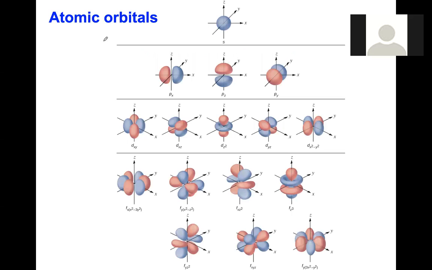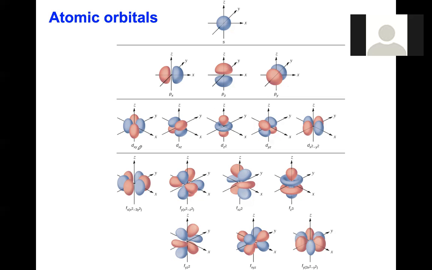So here are atomic orbitals at different levels. That's the s orbital, a spherical shape, and that's the p orbitals. I think most of you know that, I'm just doing a quick review. That's px, py, pz, the polarized atomic orbitals: along x we have px, along y we have py, along z we have pz.